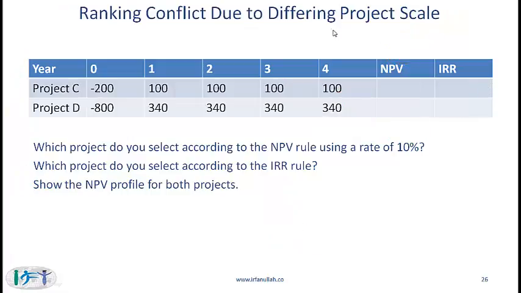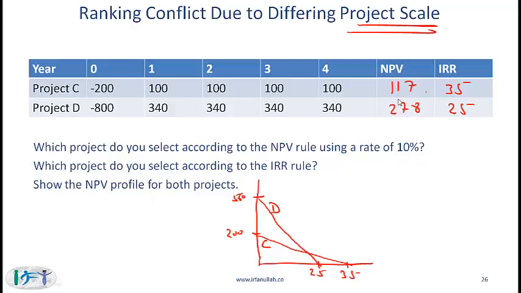Ranking conflict due to differing project scale. Now we are looking at projects C and D. Notice that project D is 4 times bigger than project C. And here again, I want you to come up with the NPV and IRR numbers for both projects, and I want you to come up with the NPV profile.